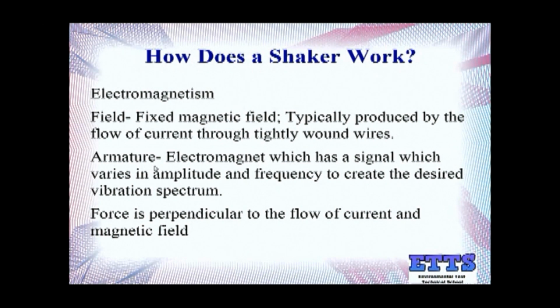You then have an armature, which is an electromagnet which has a signal which varies in amplitude and frequency to create the desired vibration spectrum. So when you send a drive signal to your amplifier from your control system, it is being inputted into your armature to produce the desired vibe spectrum for your test.